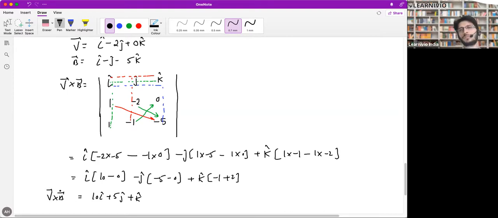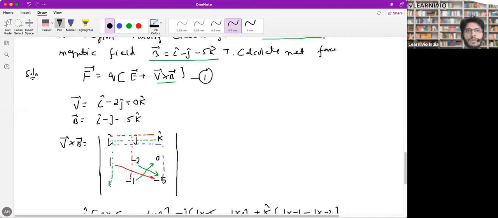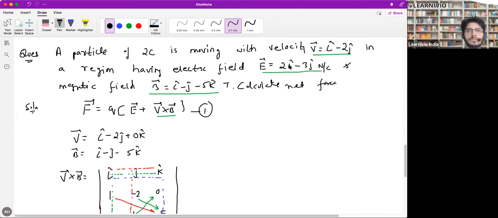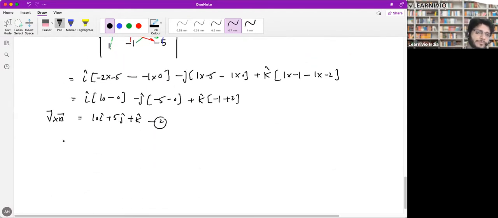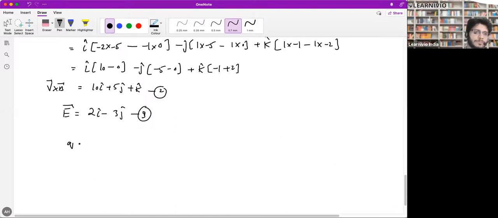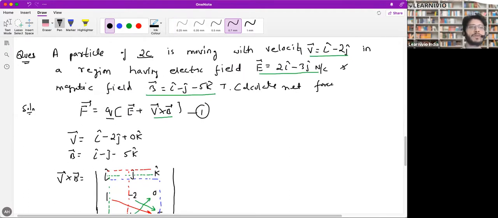So this is V cross B. Once you have V cross B, the rest of the calculations are trivial. I call this equation 1. Let's call this equation number 2. And E is 2i cap minus 3j cap. And what do you need? You need Q. Q is 2 coulomb. Let's call this equation number 4. Now substitute 2, 3, 4 in 1. I won't solve it further. Just put these values in this equation and get the value of force. Note it down and tell me what's the value of force.